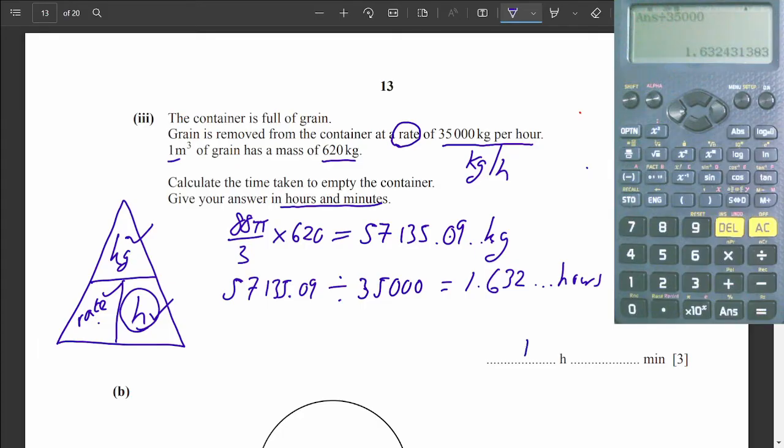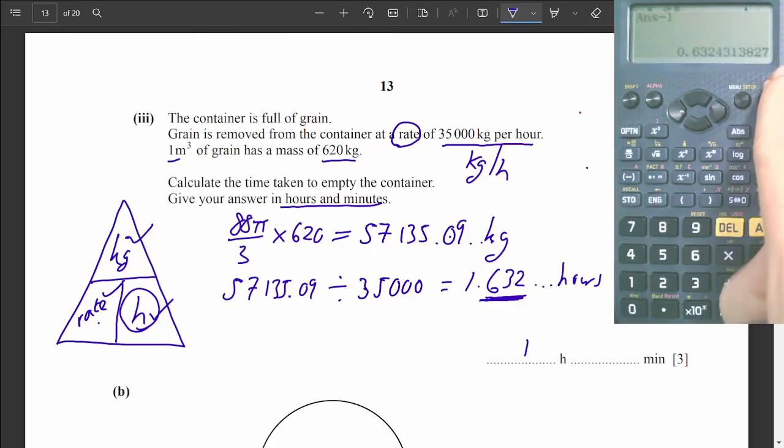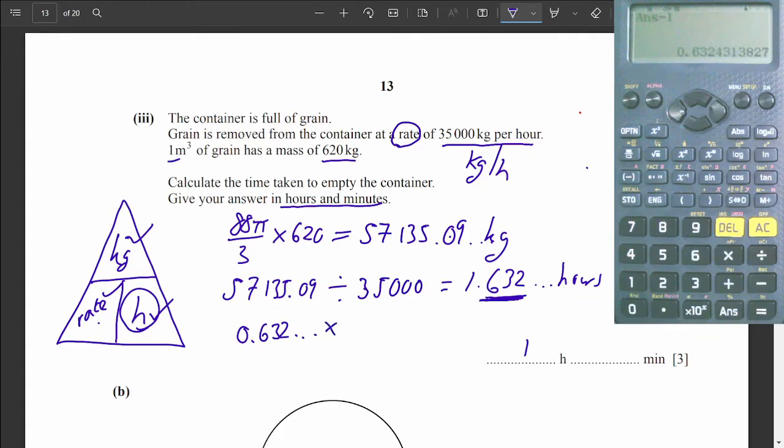Now, this is not 1 hour and 63 minutes. It is 1 hour, but of course, you can't have more than 60 minutes. We need to remember that decimals are base 10 or 100, whereas time is base 60. So if I subtract that 1 and just work with the decimal value there, all I need to do is multiply that by 60, since time is different, to convert it to minutes. And there we go. That will be 37.9 etc. minutes.